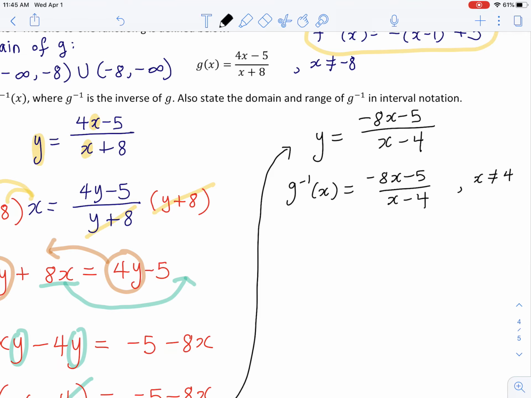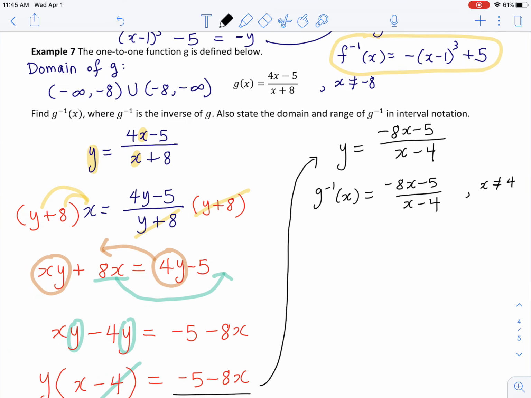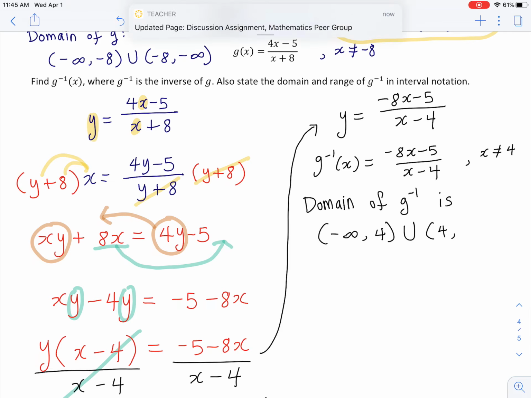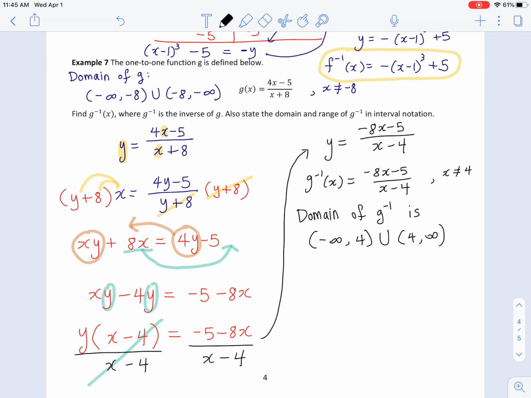Notice this inverse function cannot have x equals 4, right? Why? Because if x is 4, this function will be undefined. So let me give the domain. The domain of G inverse is everything except for 4. Okay? So I'll write that as negative infinity to 4 union 4 to positive infinity.